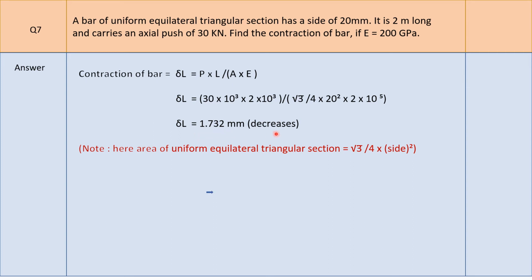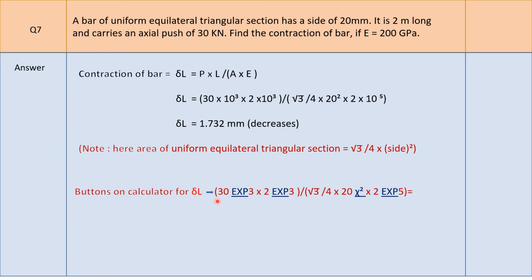1.732 mm. Now it's a push, so there will be decrease in length, so it decreases. Here the area of uniform equilateral triangular section is equal to root 3 divided by 4 into side square. You must know the formula here for the area, then only you can solve the problem correctly. If you have not got the answer, here I am giving once again the buttons to be pressed on the calculator. Try it out once again, make a practice of calculator very well.